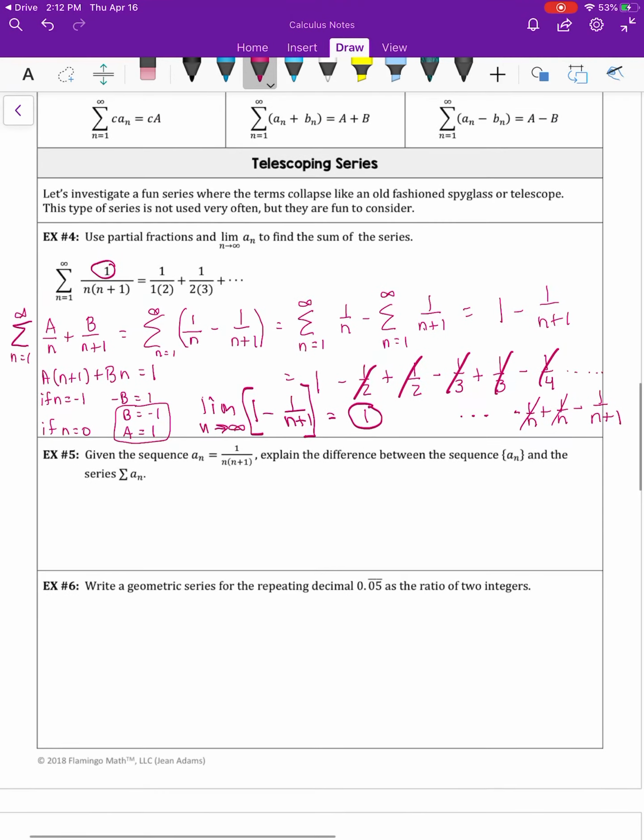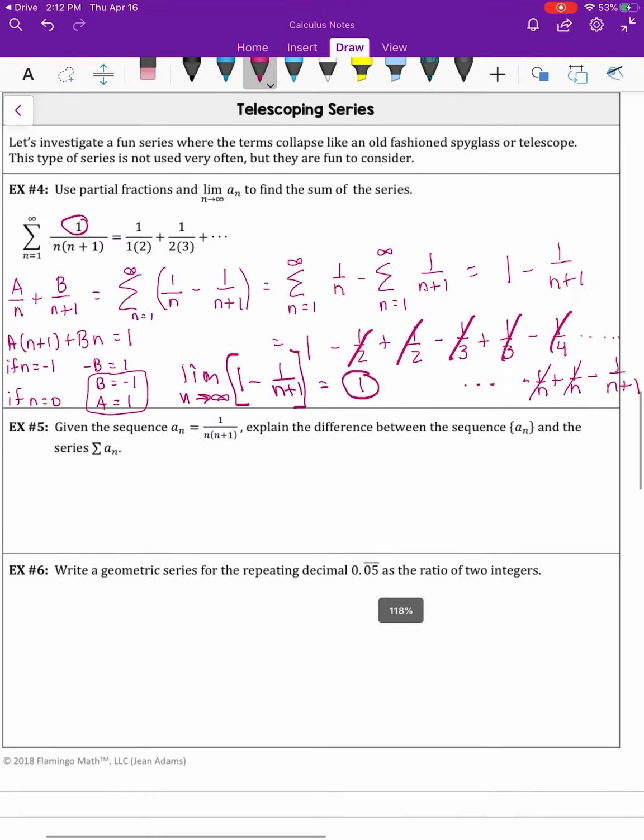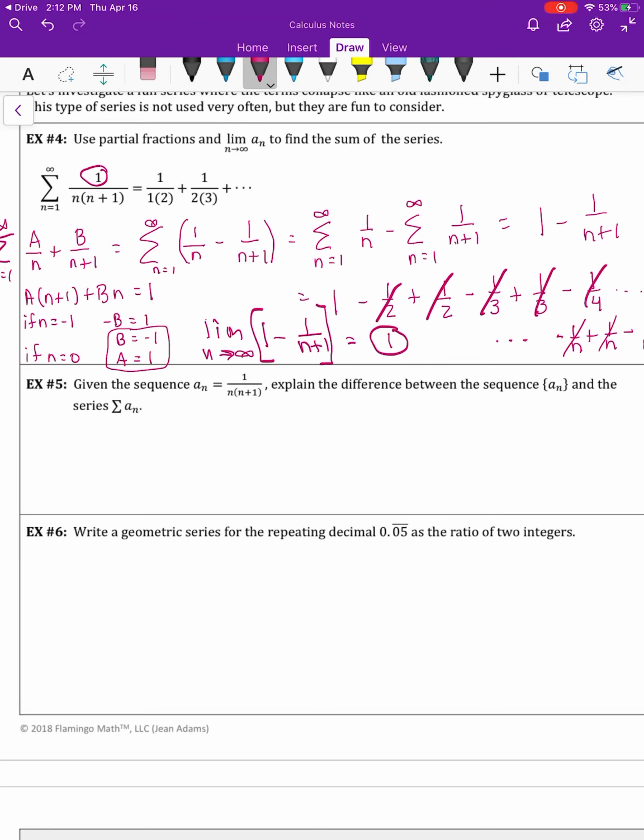So that is going to be the sum of the series. Okay. So now, example number 5. Given the sequence a sub n equals 1 over n times n plus 1, explain the difference between the sequence a sub n and the series summation a sub n.